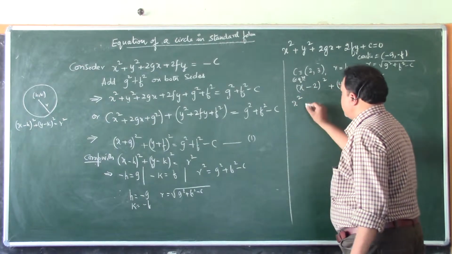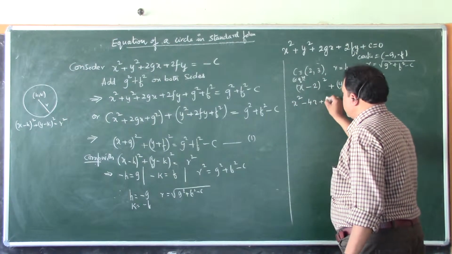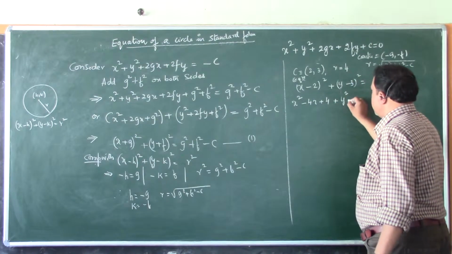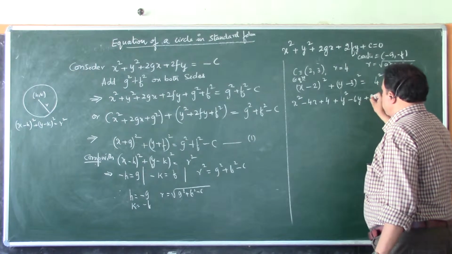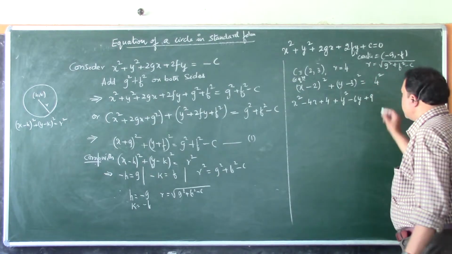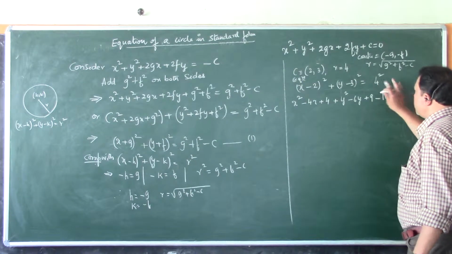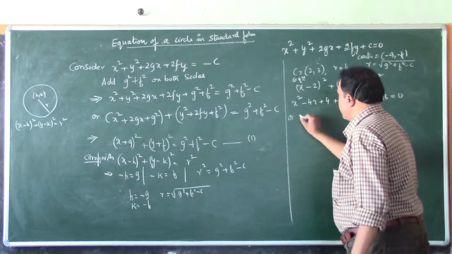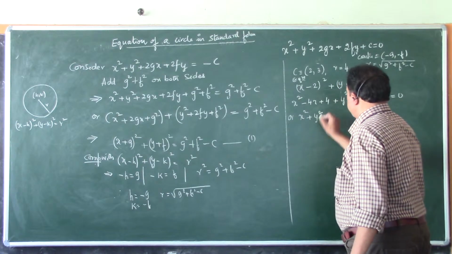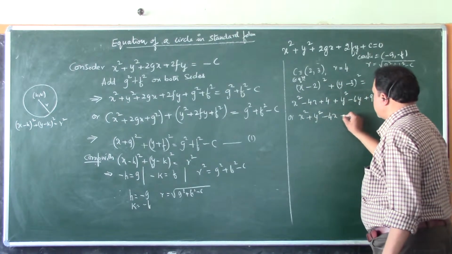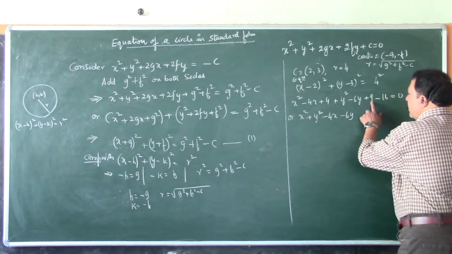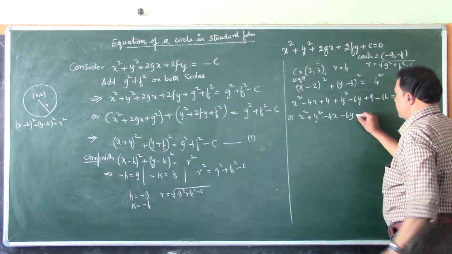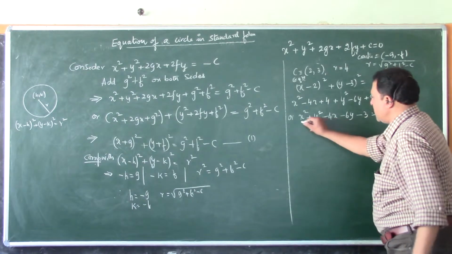So it is x square minus 4x plus 4, plus y square minus 6y plus 9, minus 16 is equal to 0. 4 square is 16. So I will write it like this: x square plus y square minus 4x minus 6y, 9 plus 4, 13, minus 16, minus 3 is equal to 0.